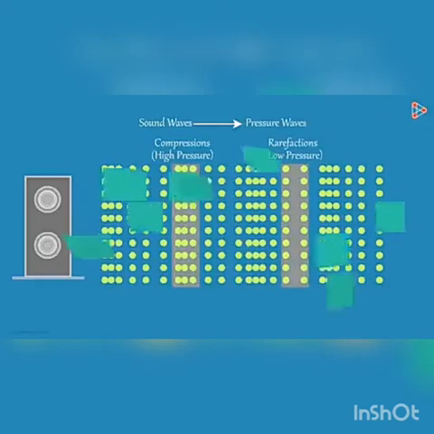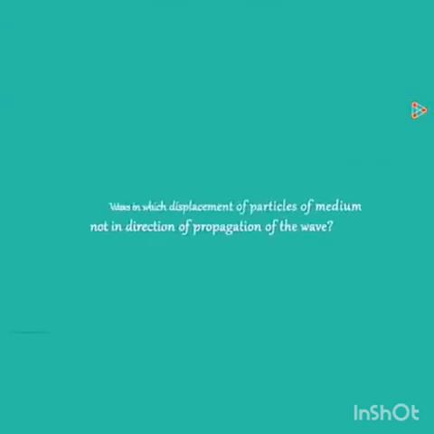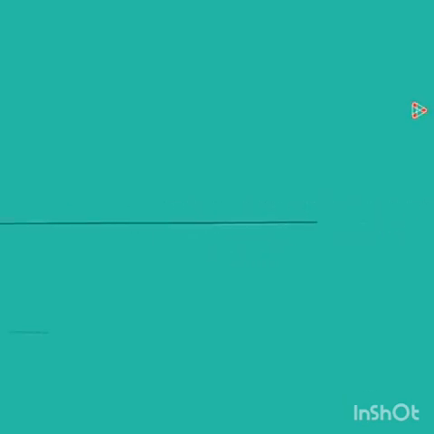But wait, hold on. Are there waves in which the displacement of particles of the medium is not in the direction of propagation of the wave? The answer is yes. Let's see one example in which the displacement of the particles is perpendicular to the direction of propagation of the wave. Take a string with one end fixed to the wall. This end is fixed at the wall here, and this one is in your hand. We see a wave when we give the string an upward jerk from this end.